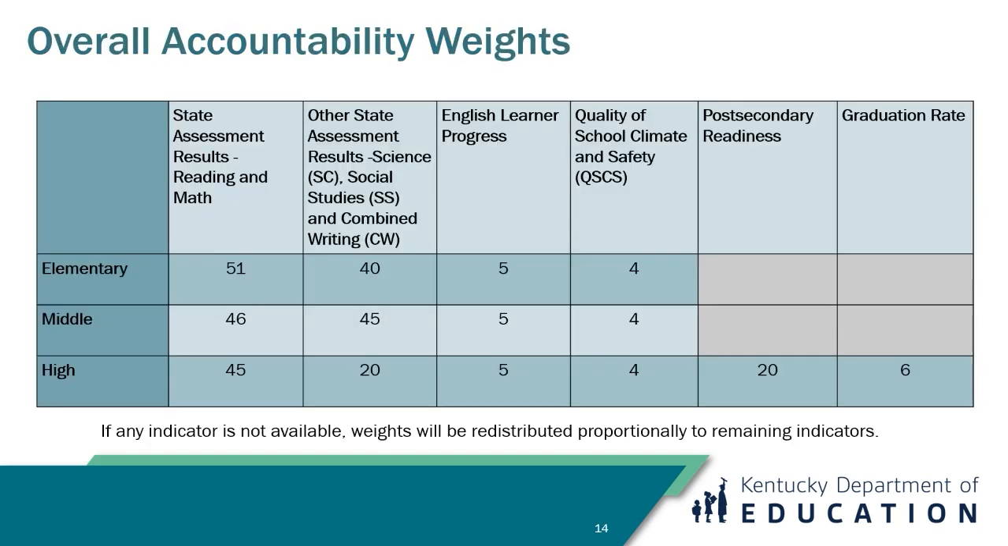At the elementary, middle, and high school levels, the Quality of School Climate and Safety Indicator is given a 4% weight. If, for some reason, a school does not have scores in a category, such as English learner progress, that percentage is proportionally redistributed among the other indicators. So the QSCS indicator would hold a little more weight than 4%.